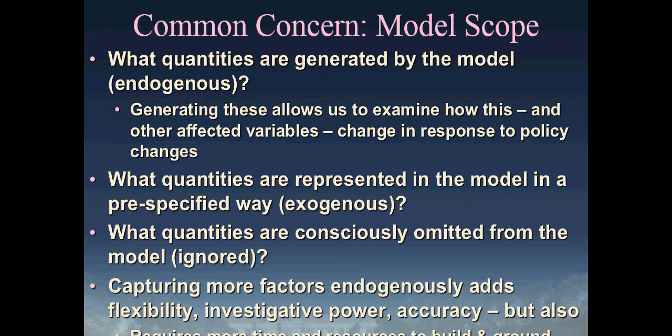So we might do that if we wanted to evolve that model. But many of those things were exogenous. What things were ignored in that model? What things were left out?